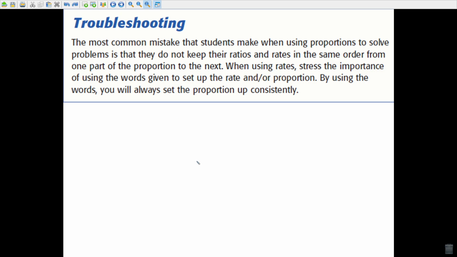The most common mistake that students make when using proportions to solve problems is that they do not keep their ratios and rates in the same order from one part of the proportion to the next. That's the corresponding that we spoke about. When using rates, stress the importance of using the words given to set up the rate and proportion. By using the words, you will always set up the proportion consistently.